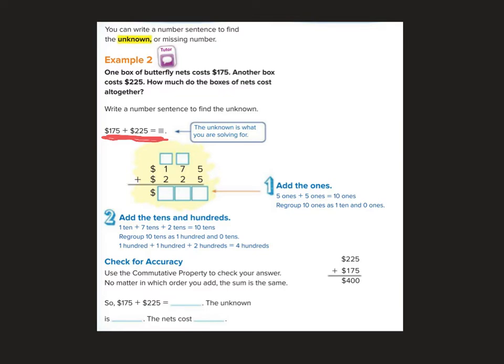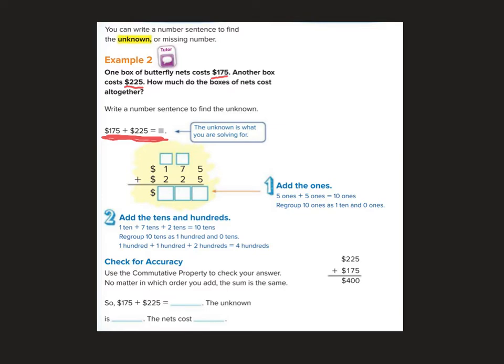1 box of butterfly nets costs $175. Another box costs $225. How much do the boxes of nets cost all together?